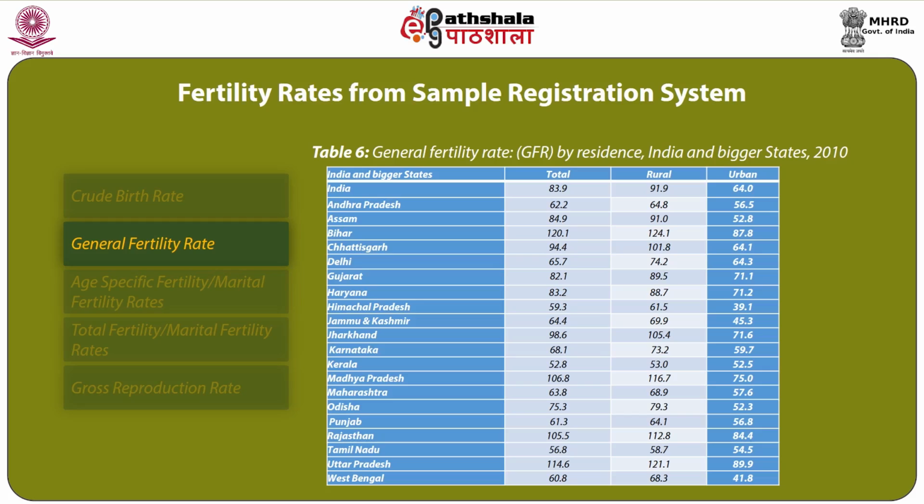Next, the table clearly gives the various levels of general fertility rate by residents, India and bigger states, 2010, and overall it clearly reveals the huge variations that exist in the general fertility rate among rural and urban areas and also across different bigger states, as revealed by the data of 2010.